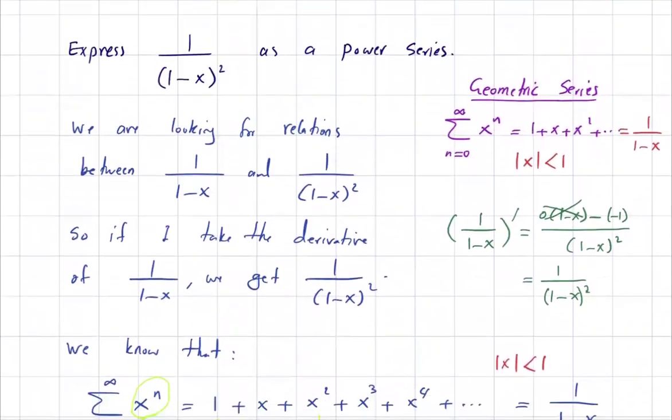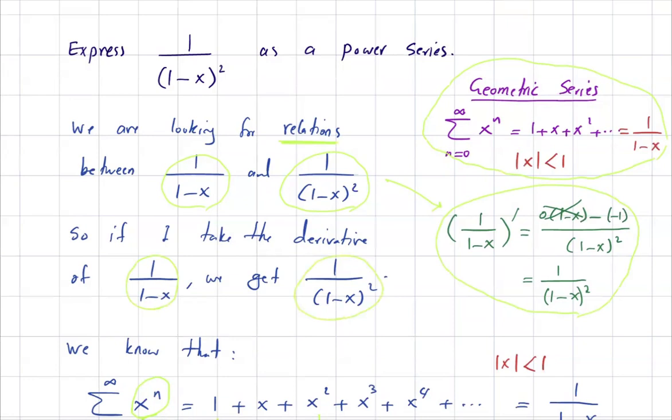So let us recap what we did. We want to express 1 divided by 1 minus x to the second power as a power series. We remind ourselves of the definition of geometric series using power series. As long as the absolute value of x is less than 1, this power series converges to 1 over 1 minus x. So our goal is to find relations or similarities between 1 over 1 minus x and 1 over 1 minus x squared. We remind ourselves of elementary calculus. The derivative of 1 divided by 1 minus x is equal to 1 over 1 minus x to the second power. So if I take the derivative of 1 over 1 minus x, we get this function that we're trying to find the power series for.